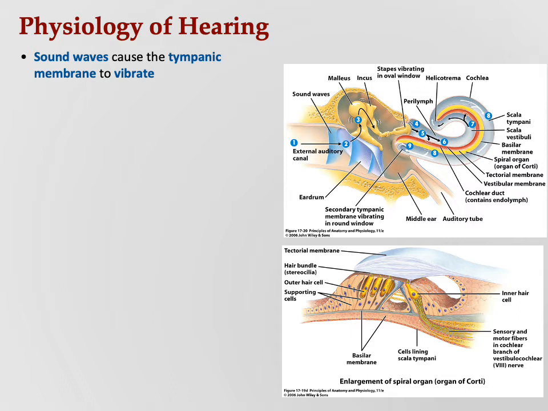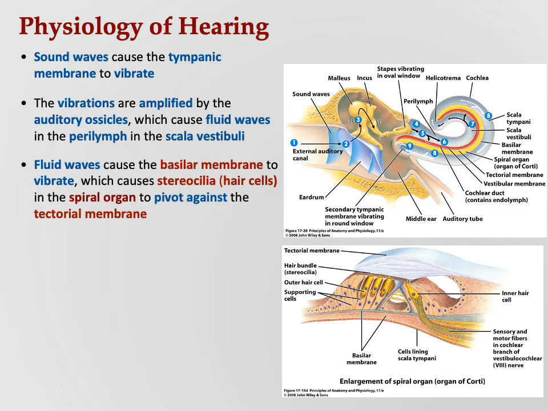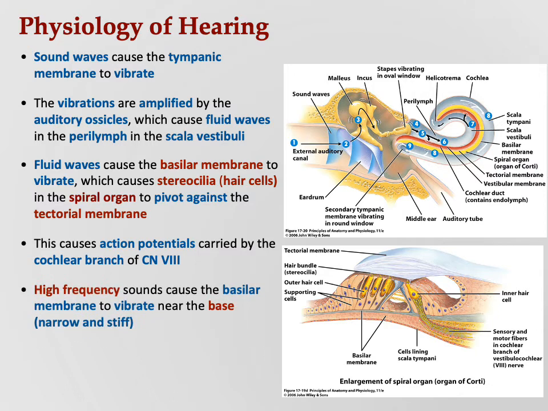So, physiology of hearing. Sound waves cause tympanic membrane to vibrate, okay? That's amplified then the malleus, the incus, the stapes, fluid waves, and the perilymph, the scala vestibuli. They cause the basilar membrane to vibrate, which causes the stereocilia, the fancy name for the hair cells, in the spiral organ to pivot against the tectorial membrane, all right? And that causes action potentials in the cochlear branch of cranial nerve 8.